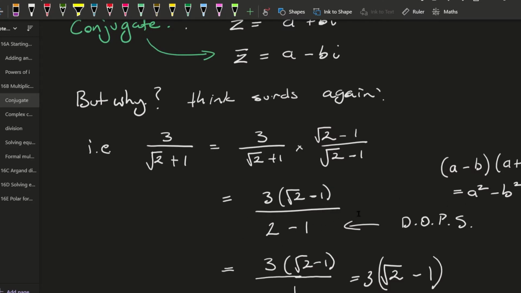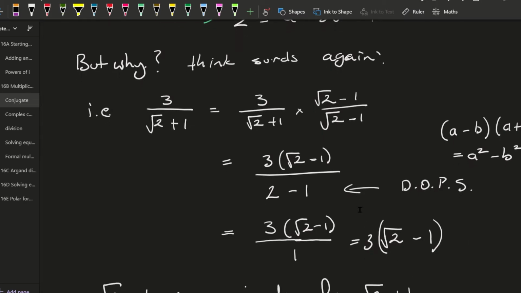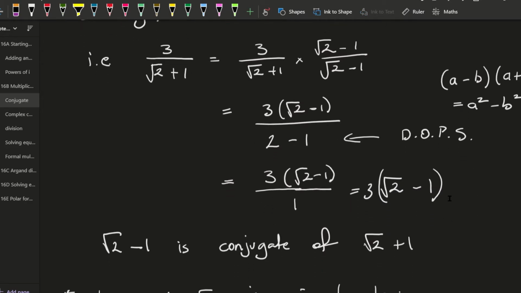So that cancels it out, and we've still got the 3 times root 2 minus 1 here. And, well, 2 minus 1 is 1. And so we end up with 3 times root 2 minus 1. That's what this is over here. If you put this in your calculator and this in your calculator, you'd get the same answer, even though they look so different. So we said when we're working with surds that root 2 minus 1 is a conjugate of root 2 plus 1. And that's what it meant, okay?